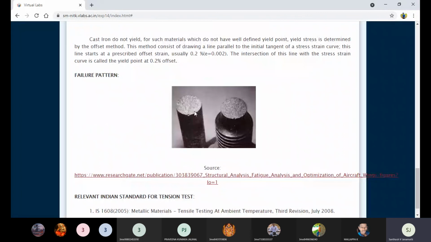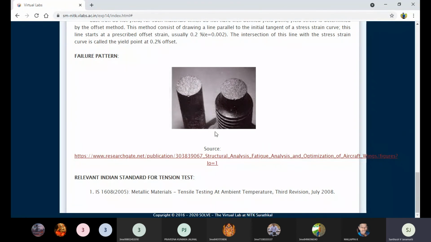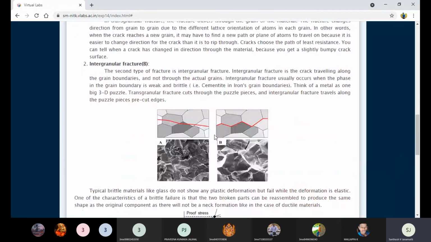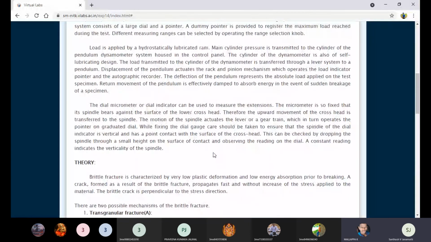So we can see the fracture surface, and how it is a brittle material. It's flat, there is no cup and cone type. This is completely flat in surface. See, we can see the flat surface. These are the brittle materials, cast iron materials, right? There is no ultimate point and fracture point separately; here only we can see the fracture point.